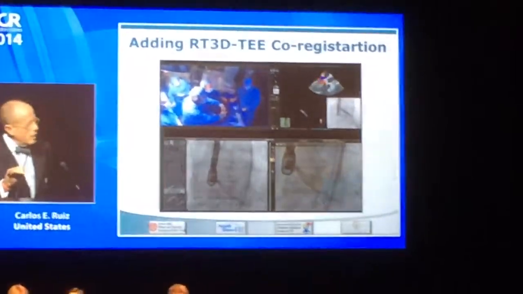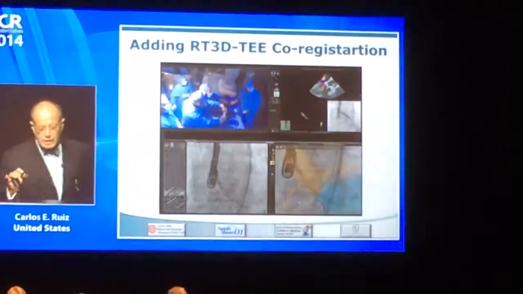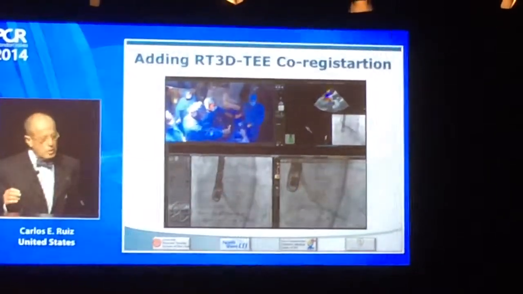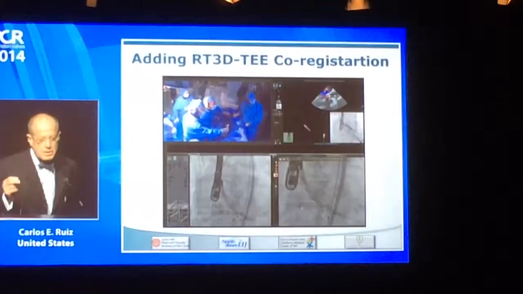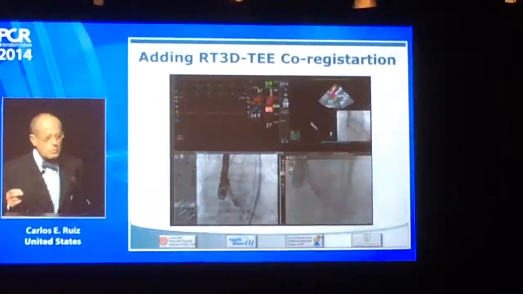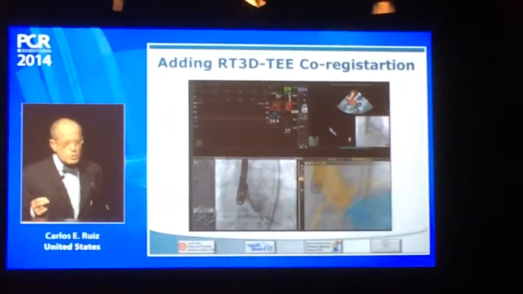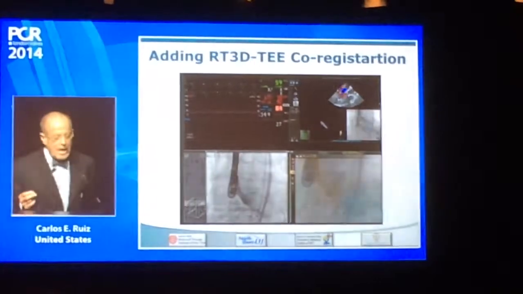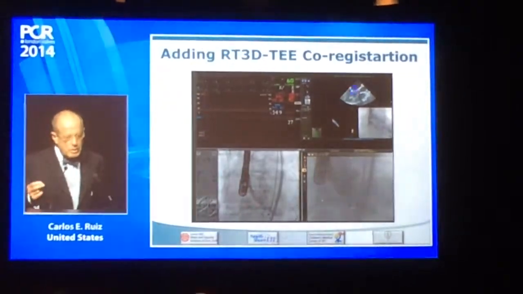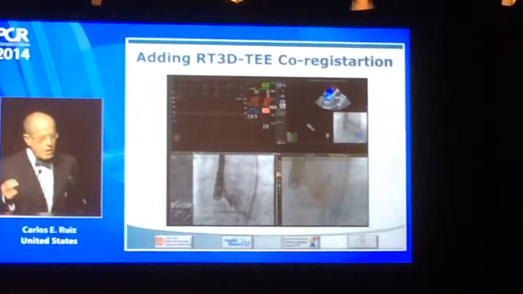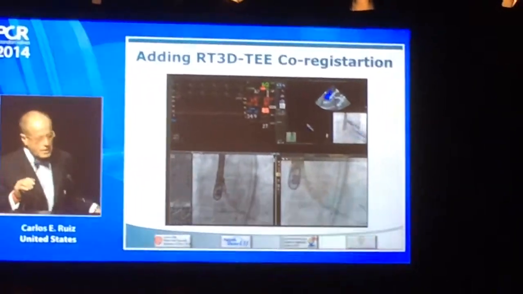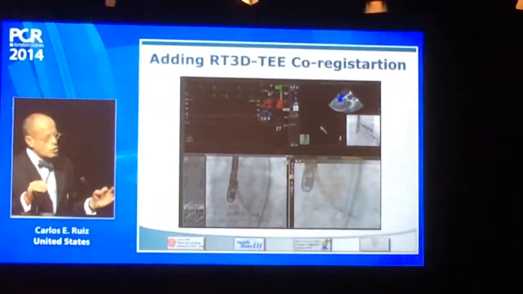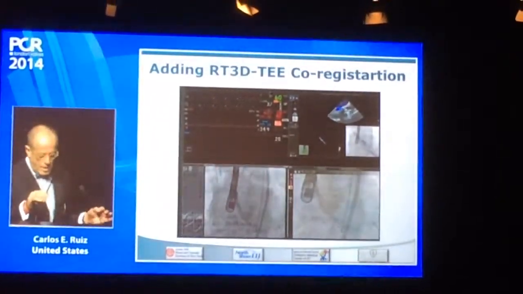Now, you saw from Dr. Zamorano also how we use the fusion of the echo. This is real time. That is the big difference. This is not pre-acquired. What you see is what's happening at that time. And I can fuse the 3D echo, TEE, or TOE, as they call it here, with the fluoroscopy in real time.